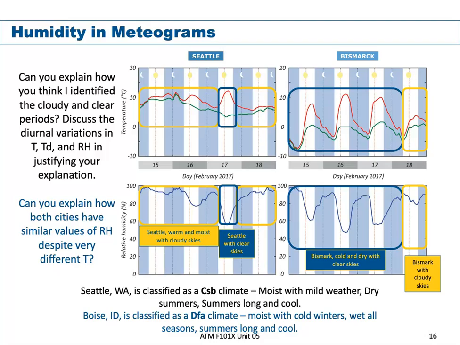Meteograms from Seattle, Washington and Bismarck, North Dakota highlight how humidity varies at a site under different meteorological conditions. Seattle is classified as a climate of CSB, C, moist with mild winters, S, dry summers, and B, long cool summers. Bismarck is classified with a climate of DFA, D, moist with cold winters, F, wet all season, and A, summers long and cool. So in February, we expect Bismarck to be colder, drier, and clearer than Seattle.